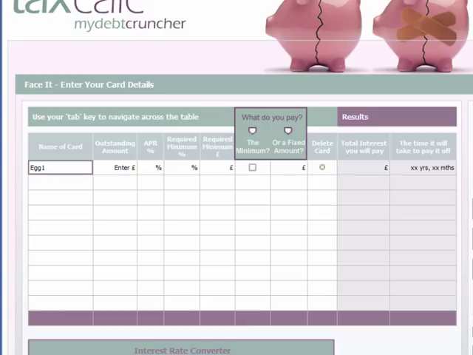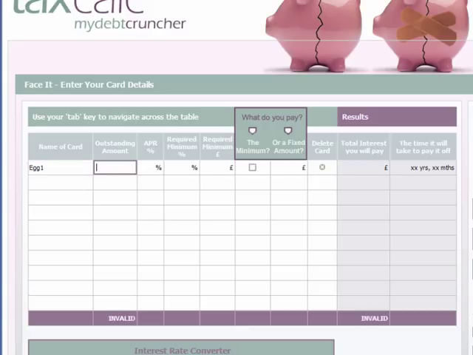You can list up to 10 credit or store cards, but you can only enter one at a time. Once you've started entering a card, you won't be able to move to another row until all the boxes are completed. So it's really important to have all the information you need in front of you before you start.